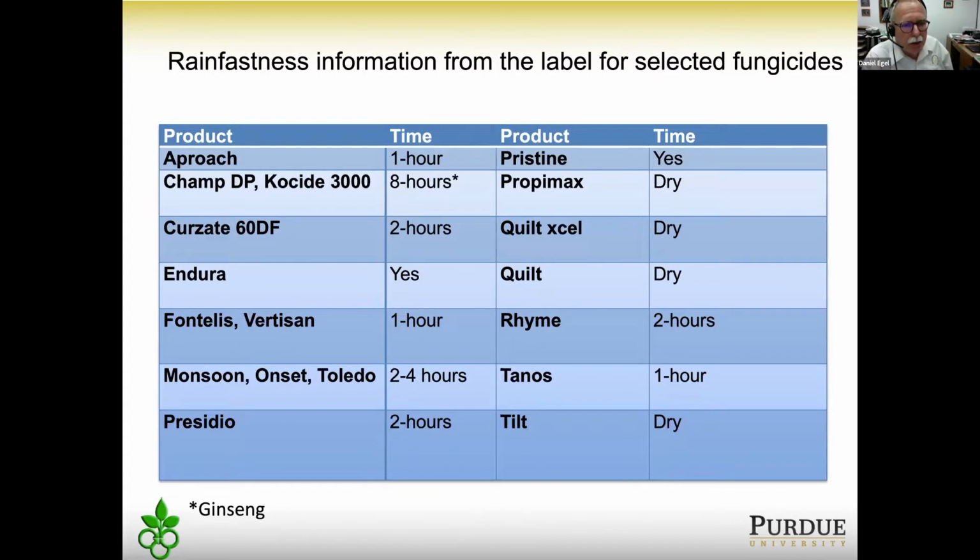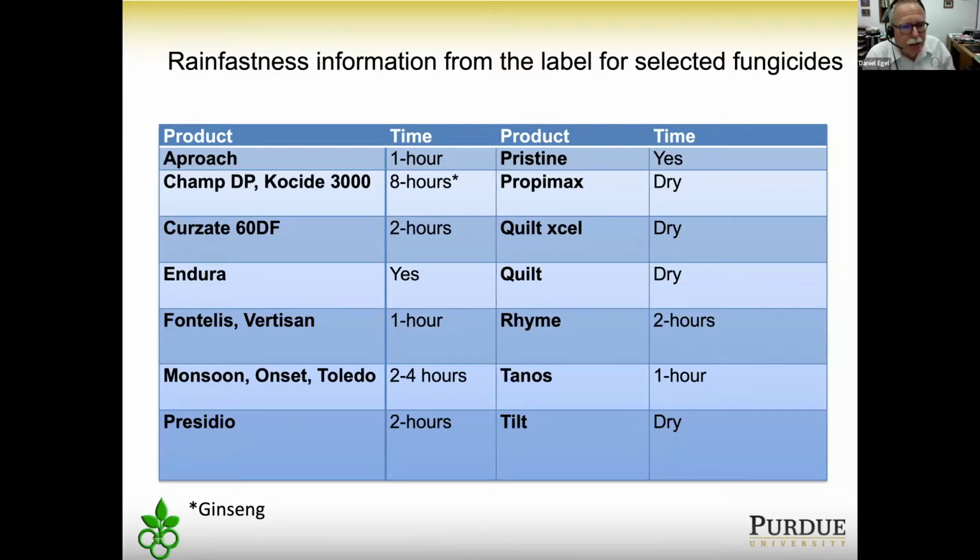So I'd like to go over this. There are not many products, and I'd like to go over these because they'll give you a sense of what to look for. So the first product is Approach, and if you look on the label, it says it's rain fast after an hour. Well, that tells you exactly what you want to know. If you apply Approach an hour before a rain, they're standing behind that product being rain fast. There's a couple of copper products, Champ and Cuprofix, which say 8 hours, but only for ginseng. So that must have been special research.